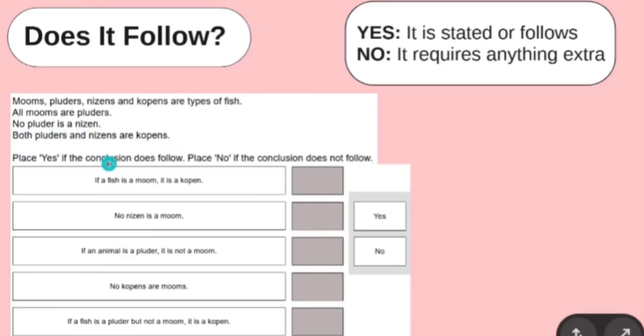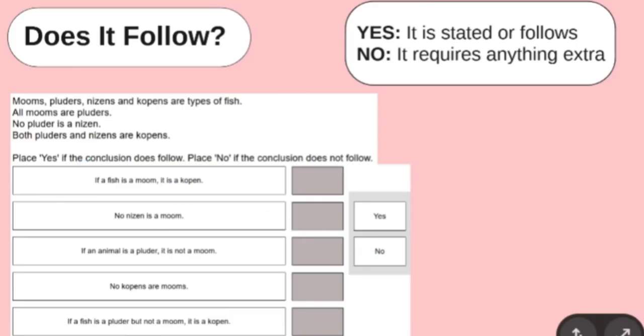Actually, no. That is not a no because we can't assume. I just made an assumption and that's what you do not do. Because in the text it does not say whether nisons are mooms or whether they're not mooms or vice versa. You can't assume nisons are mooms or aren't mooms. So in this case it necessarily follows.